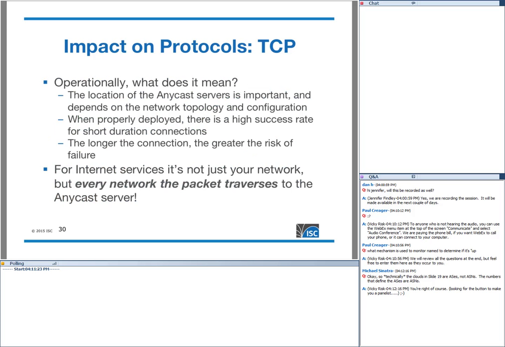Next slide. So operationally, what does this mean? The location of the Anycast servers is important and depends on the network topology configuration. A lot of the pitfalls that we're speaking of in terms of TCP are easily mitigated if you're doing this in a campus or LAN type environment where you control all the paths and you know where things may fail over. It's more of a caveat when you're doing global routing. Next slide, please.